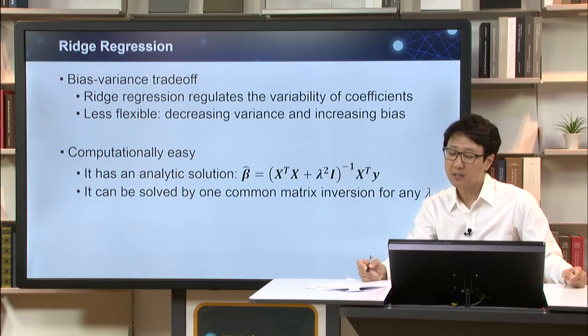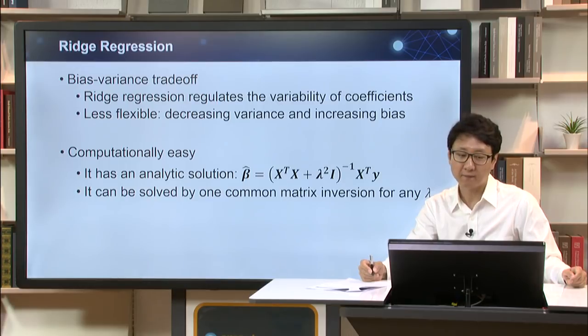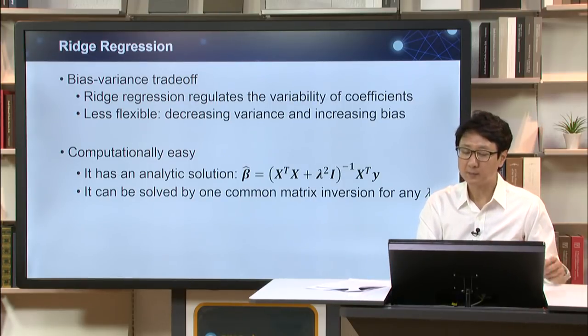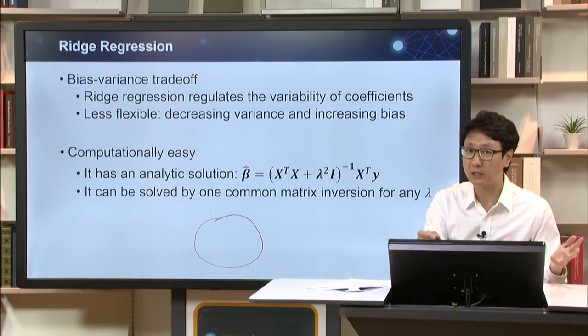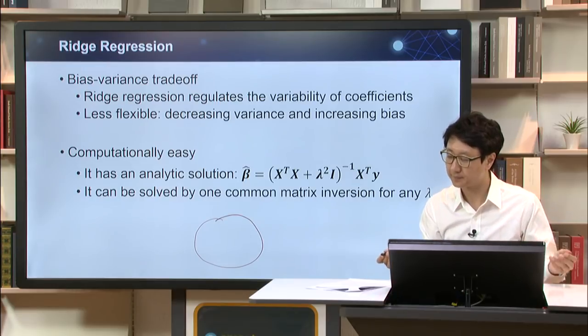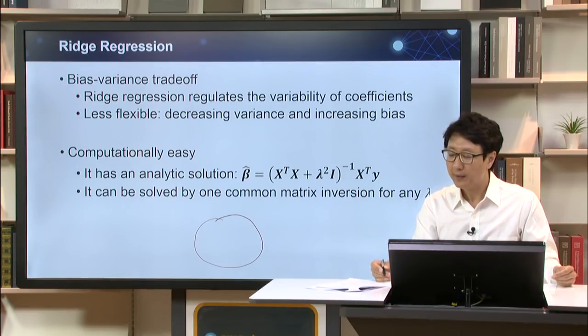Here is the bias and variance trade-off. Ridge regression regulates the variability of coefficients. It shrinks the model space. The model space is the set of models that this linear equation can express. So Ridge regression is less flexible than an ordinary linear regression.